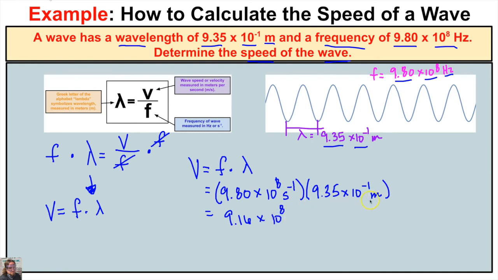What is our unit? Well, we have meters in the numerator here, and s, or seconds, to the negative 1 power means that that's going to be in the denominator. So we have 9.16 times 10 to the 8th meters per second as our wave speed here. So that is how we are going to calculate and determine the wave speed of a wave when we know its wavelength and we know its frequency.